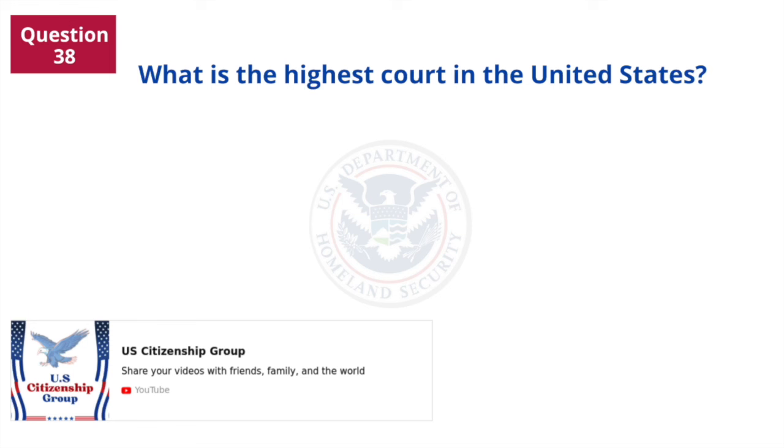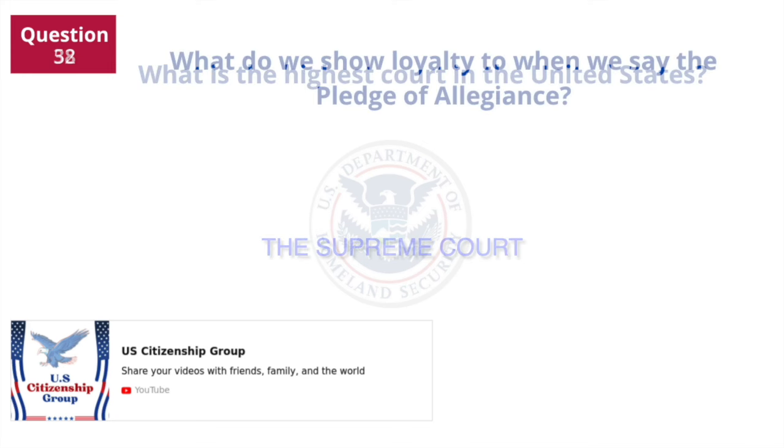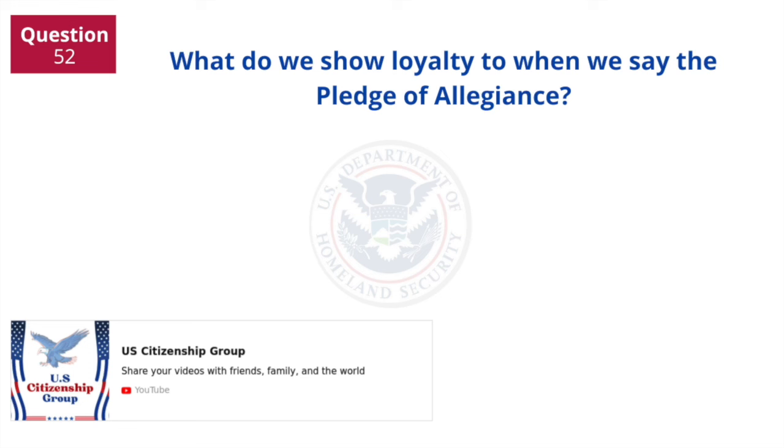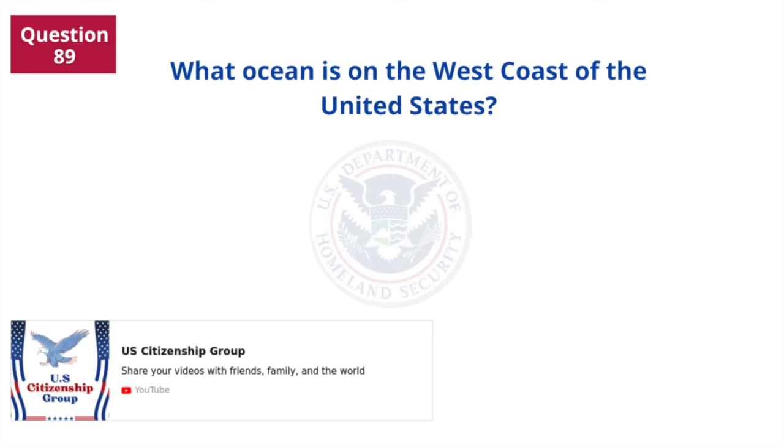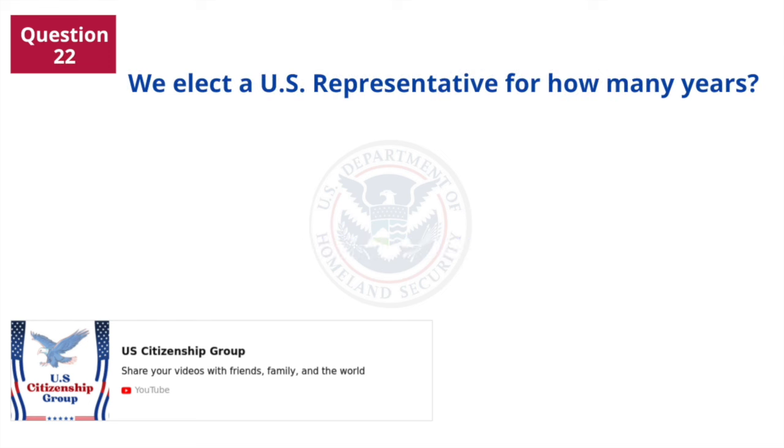What is the highest court in the United States? The Supreme Court. What do we show loyalty to when we say the Pledge of Allegiance? The United States. What ocean is on the west coast of the United States? Pacific Ocean. We elect a U.S. representative for how many years? 2.